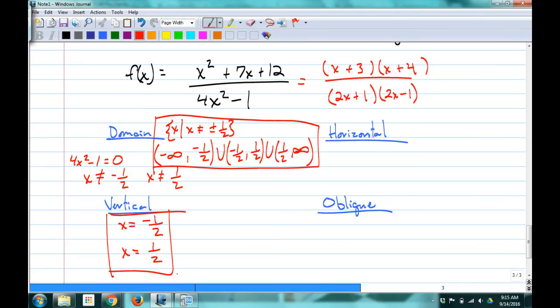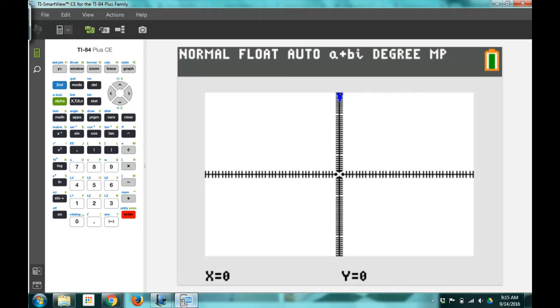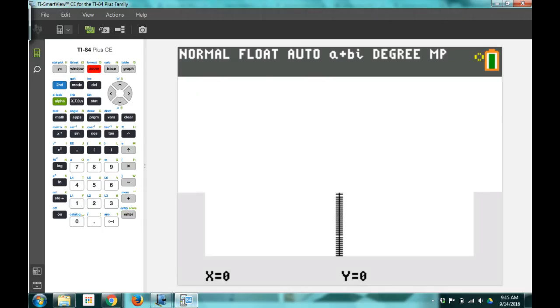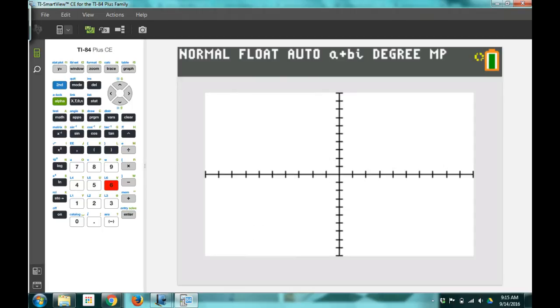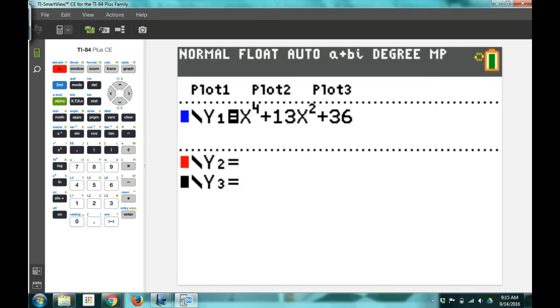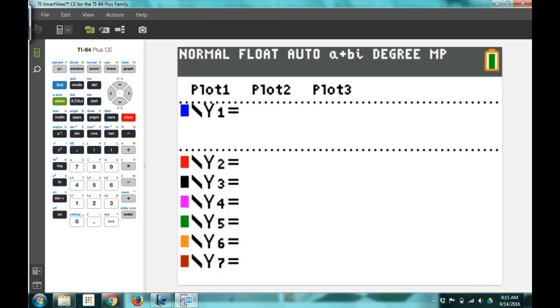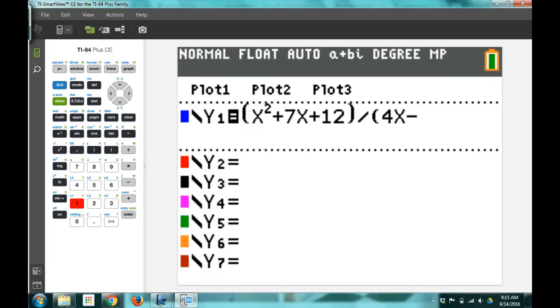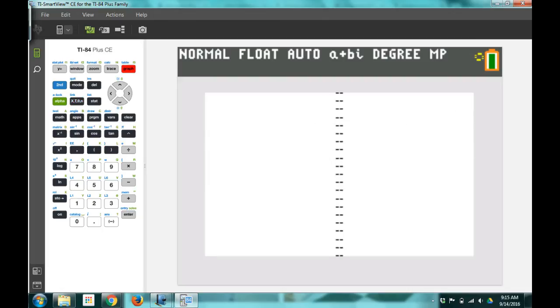We'll relate that to the graph. Let's graph that original function first and see what your calculator shows you. I'm going to hit zoom 6 to go back to my normal window, and then y equals. Be careful that you put the numerator in parentheses. So we've got x squared plus 7x plus 12, close the parentheses, divided by parentheses 4x squared minus 1. And hit graph.